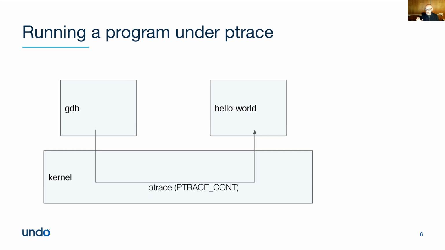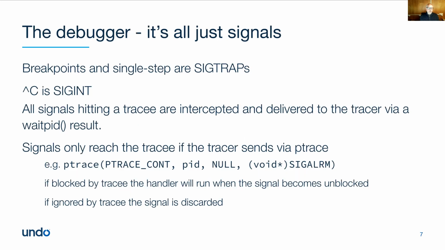It'll just keep running until at some point it's going to receive a signal or terminate. And in either of those cases, the signal notification will go back to the tracer, and via a waitpid call, GDB will be notified that something interesting has happened. Usually I've received a signal, or possibly the process has terminated.